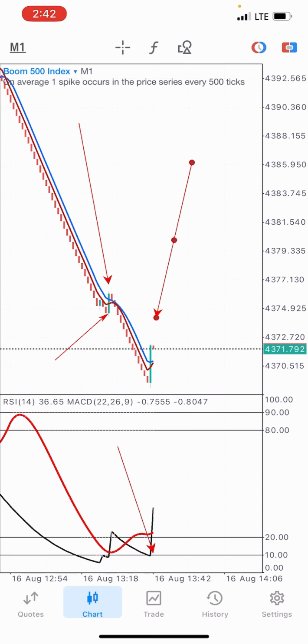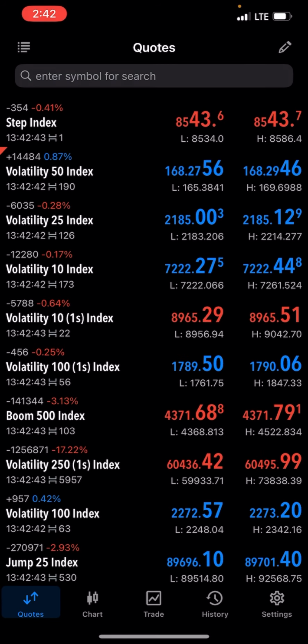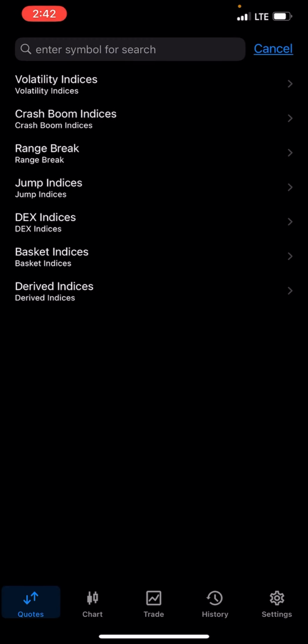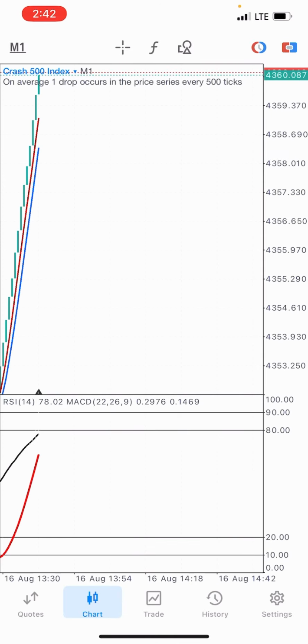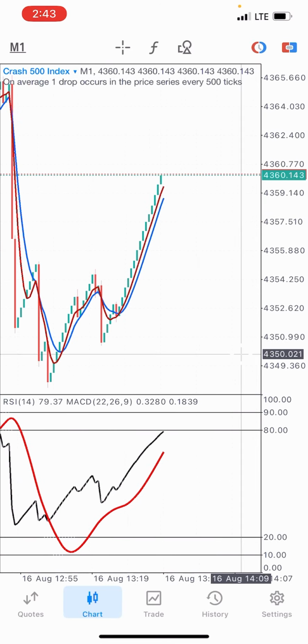So okay, let's check crash 500. Crash 500 is not here. Let me add crash 500. Okay, all right, crash 500 is still far from where it's going to spike from.